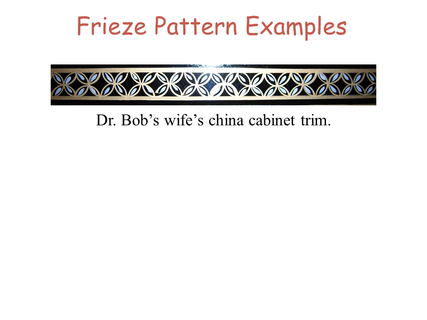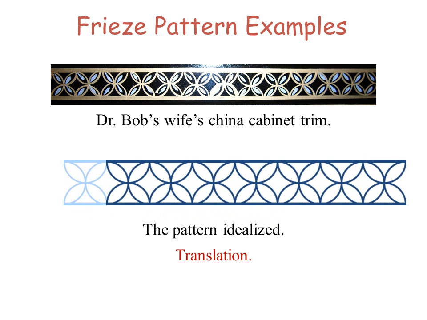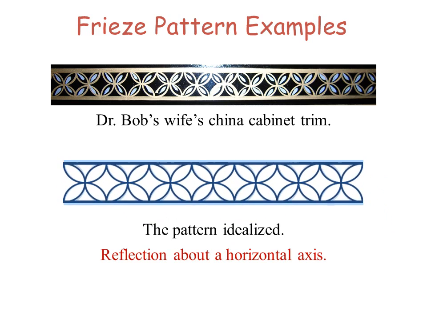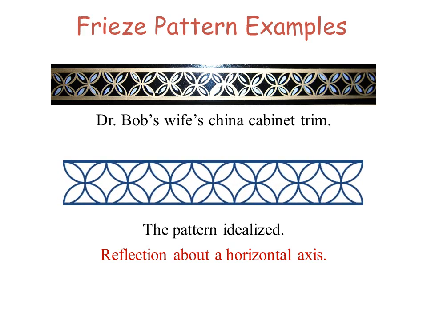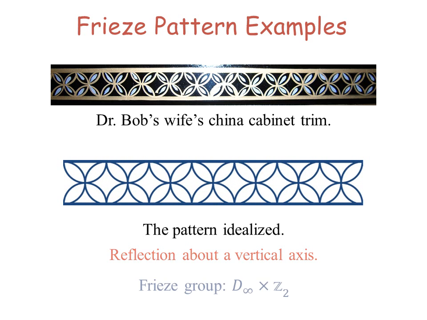Here's the pattern of the trim on my wife's china cabinet. Here is the idealized version of the pattern. It admits a translation. It admits a rotation about a horizontal axis. It admits a rotation about a vertical axis. Therefore, the Frieze group is D infinity times Z2.